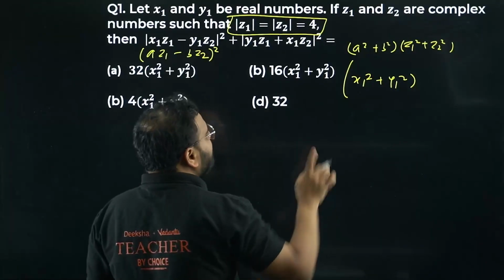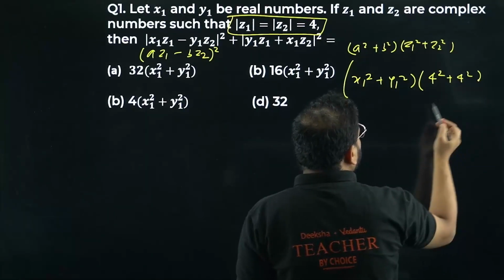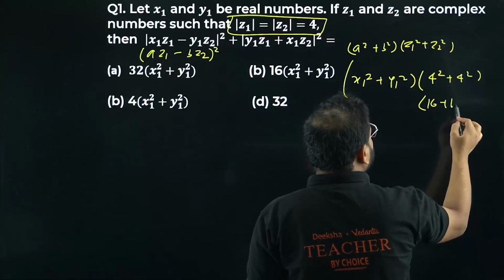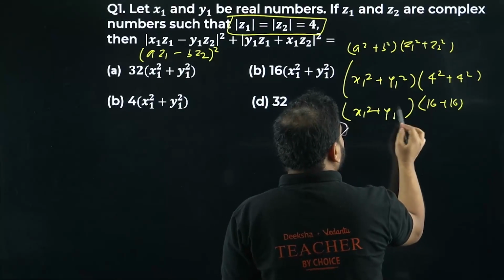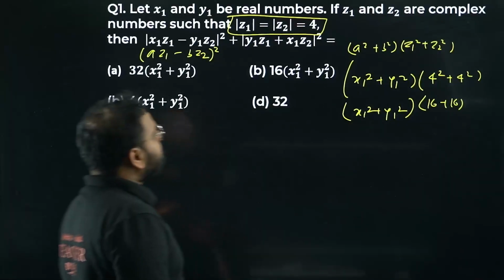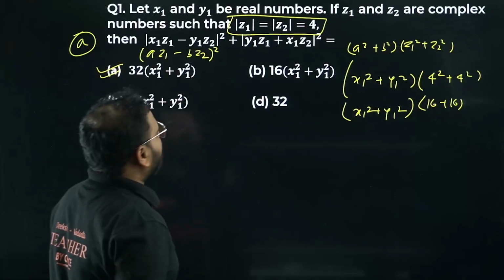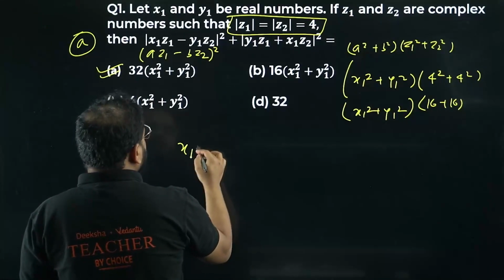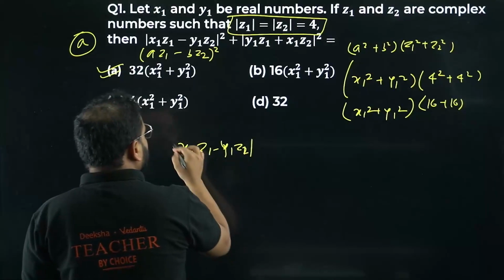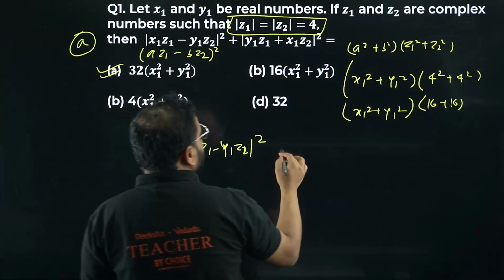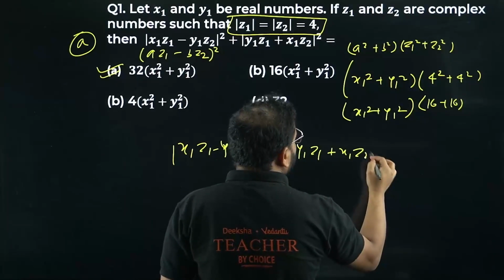Not x1, y1. And this, please check here, it will become 4 square plus 4 square. So 16 plus 16, how much is that? It remains as it is, x1 square plus y1 square. I get this 32. Option is A. Please check. If you want to expand it also, not a problem. If you want to expand it also, I get the mod of x1 z1 minus y1 z2, and then I get this side as y1 z1 plus x1 z2, the whole square.